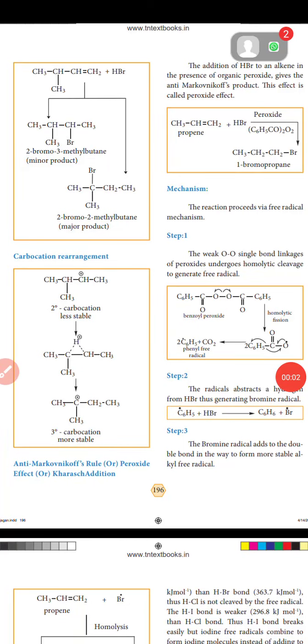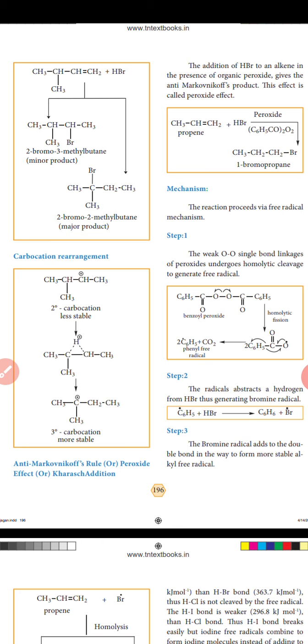Good afternoon students. Today in this video we are going to see the anti-Markovnikov rule, or peroxide effect. The addition of hydrogen bromide to an alkene in the presence of organic peroxide gives the anti-Markovnikov product. This effect is called the peroxide effect. So propene, the reactant, is added to hydrogen bromide, and the reaction gives 1-bromopropane.